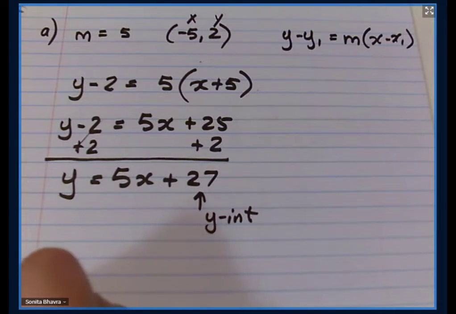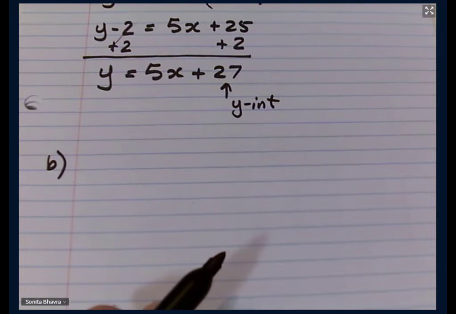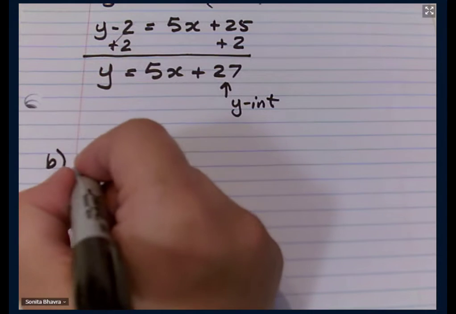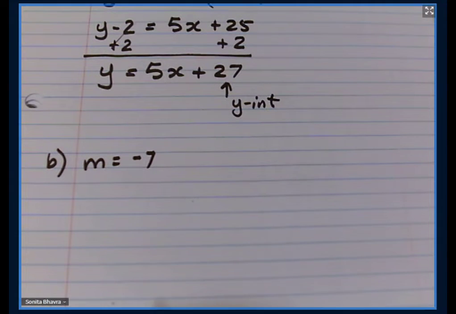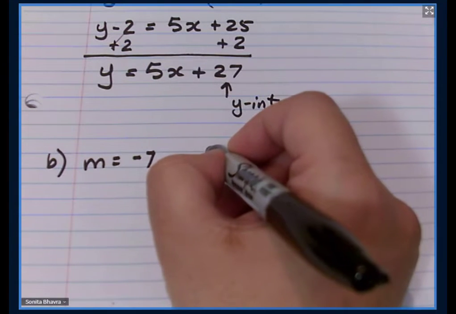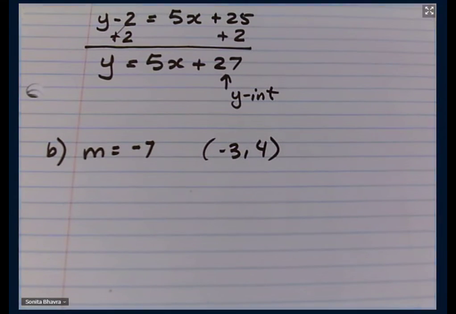All right, let's try another example here. We're given a slope of negative 7. So knowing that, we know our line is going down. And our point on the line is at negative 3 and 4. Okay, so let's use our slope point equation.